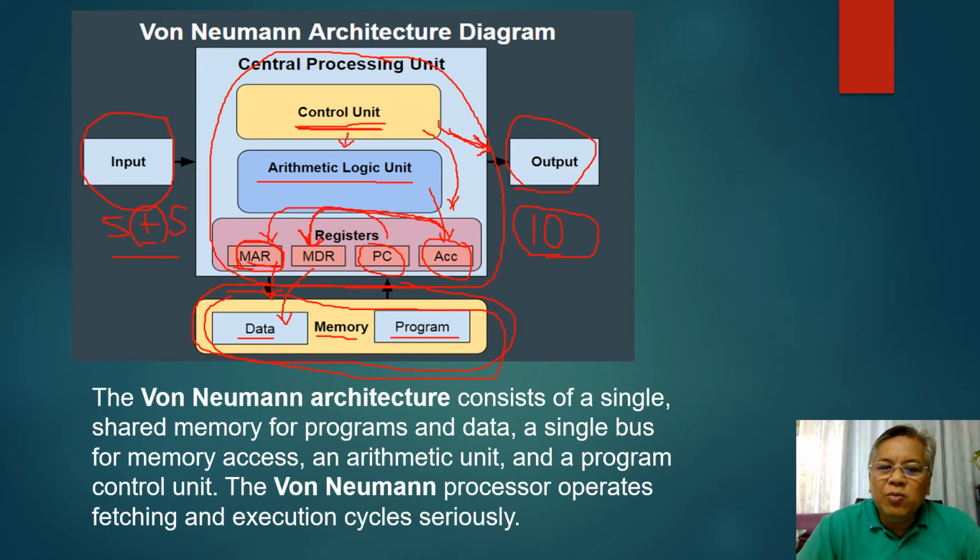Since it comes from the accumulator, it is in binary form. Once it is fetched by your control unit, it will have to be decoded again into its decimal equivalent. That is why what will be found in the output part of your computer, which is your monitor for that matter, is now in decimal form, which is 10. Okay, so that is how the von Neumann architecture diagram operates.